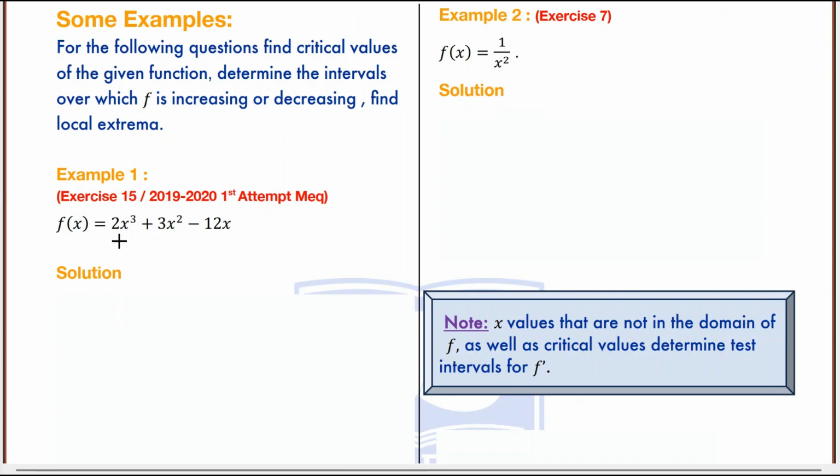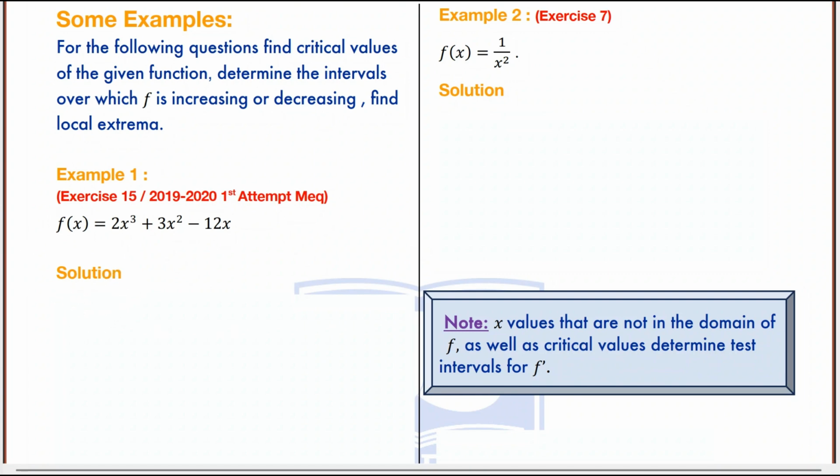It's a polynomial function. We are asked to determine increasing and decreasing intervals, local extrema, and critical values one by one. So remember, in order to find the critical values, we have to find the numbers that make the derivative 0 or undefined. Since it's a polynomial function, there is no value that makes the derivative undefined. We will only check the numbers that make the derivative 0.